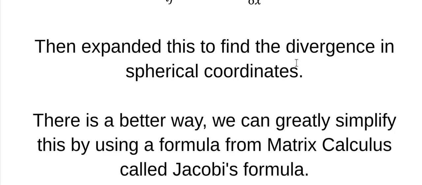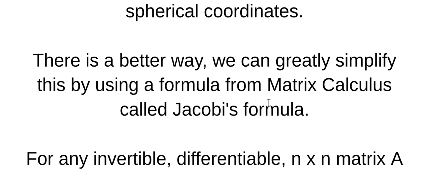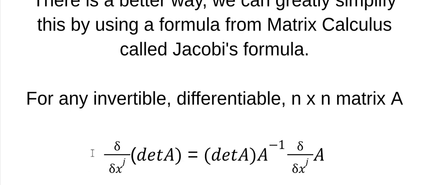There's a better way." And that comes from matrix calculus, which I realize is not exactly common knowledge, and it's called Jacobi's formula. Okay, for any invertible, differentiable square matrix A, the derivative of the determinant of A with respect to a coordinate is equal to the determinant of A times the trace of the inverse of A times the derivative of the matrix with respect to that same coordinate.